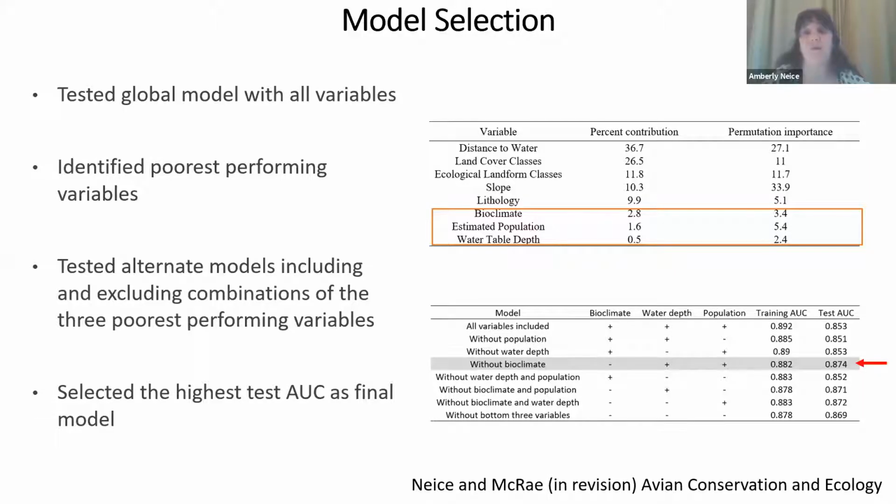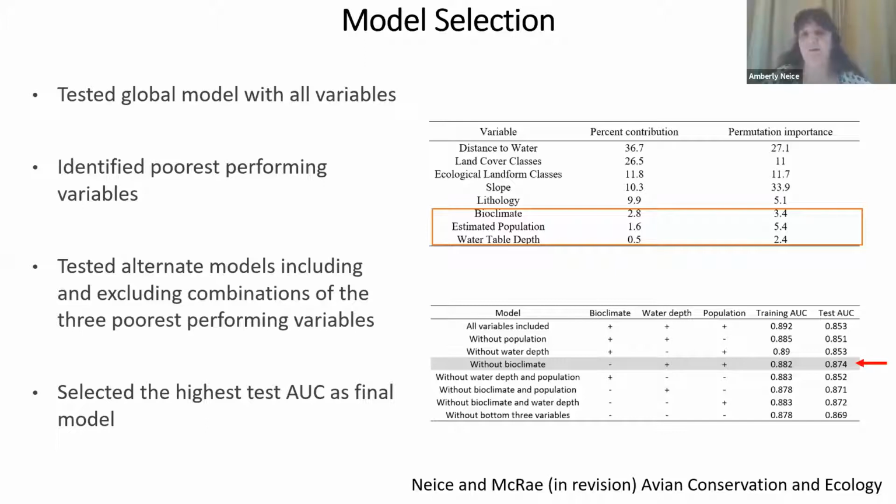Excluding these variables in combinations to determine the effect of the inclusion or exclusion of these variables on the model. These additional models were then assessed by their area under the curve, or AUC values.